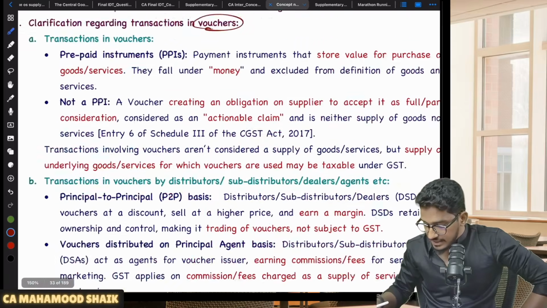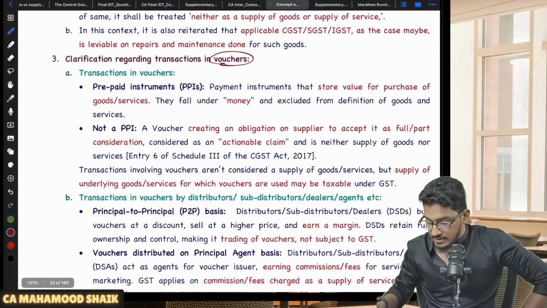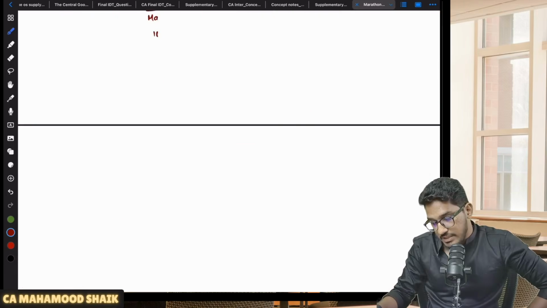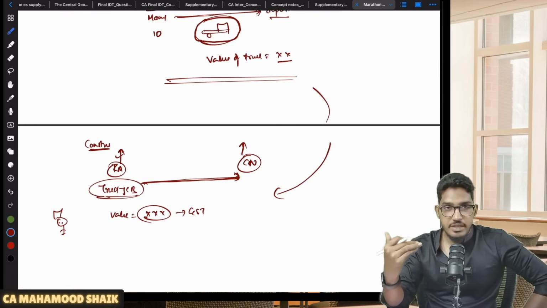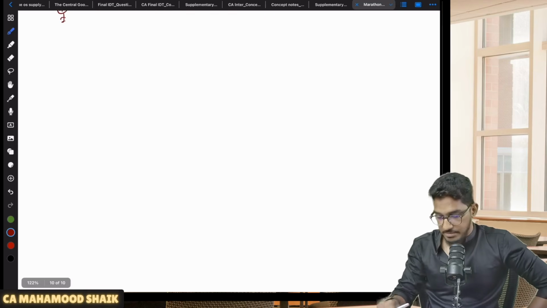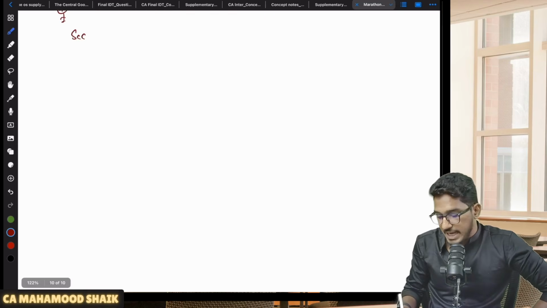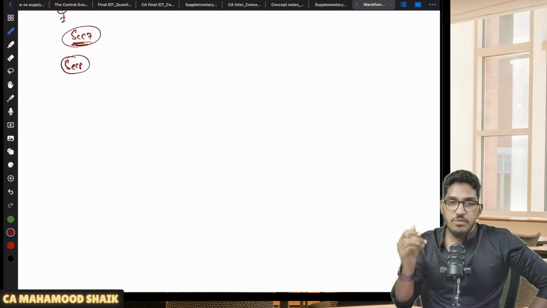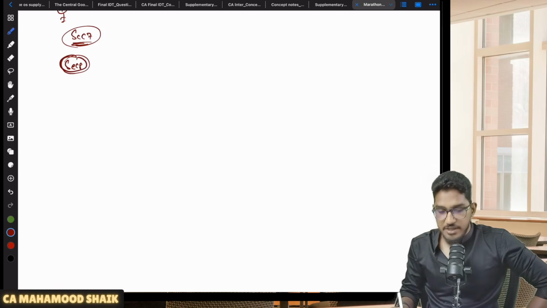Right. So these are the activities which will not be treated as supply. We have seen a few activities under schedule 3. We have also seen a few activities under notification. We have also seen a few activities under circular which will not be treated as supply. So with this, we are putting an end to section number 7. Now we will try to understand section number 8. One more small section we have. Section number 8 we will try to understand.